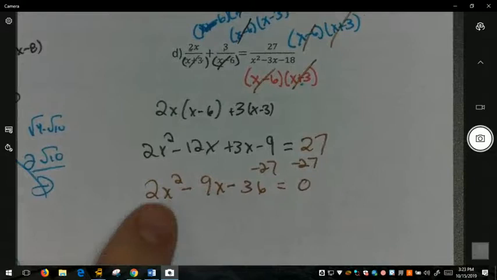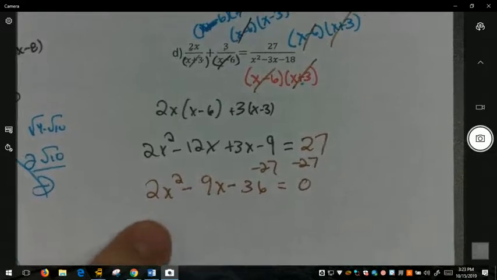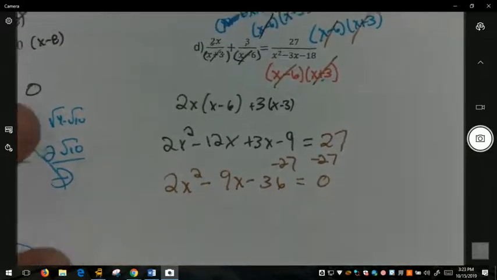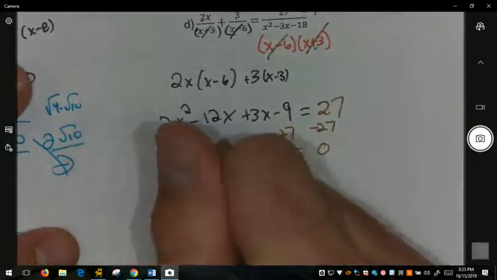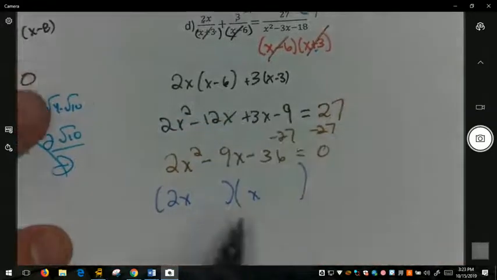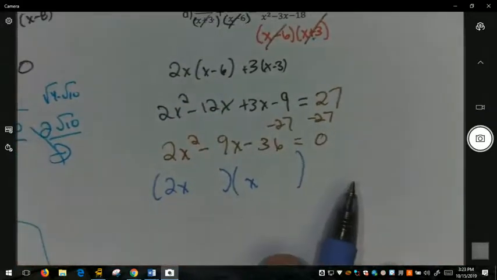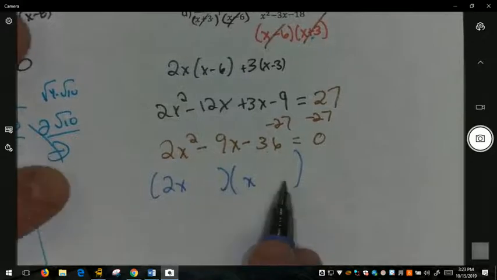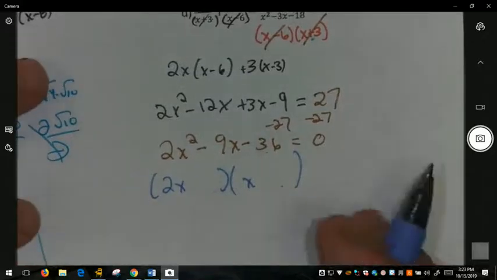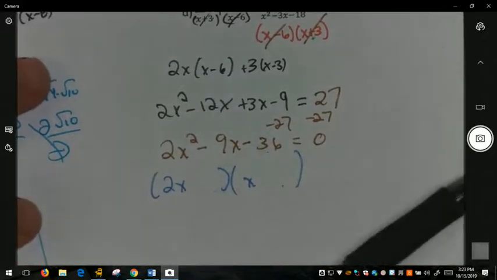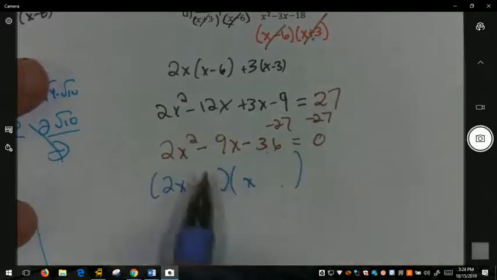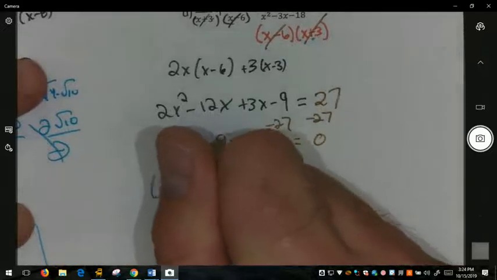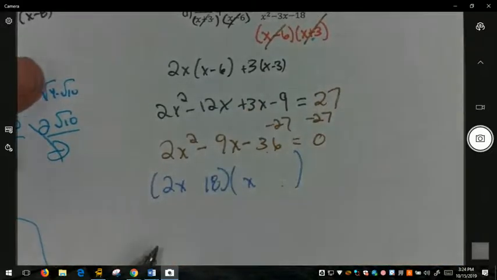There's no greatest common factor of those 3 terms, so I'm going to try to factor. Hopefully it will. 2x by x. 6 and 6 won't work. Well, that's 12 and 6. 4 and 9 would be 8 and 9, which is not going to give us 9. 36 divided by 2 is 18. 18 and 2, that could work. 18 and 2, no, because that's going to be 4.